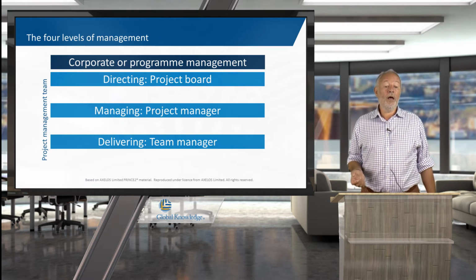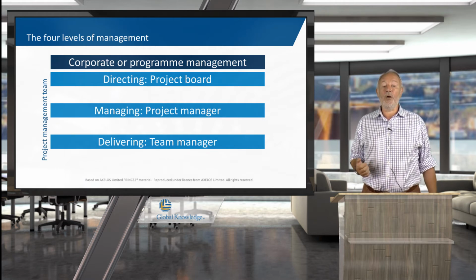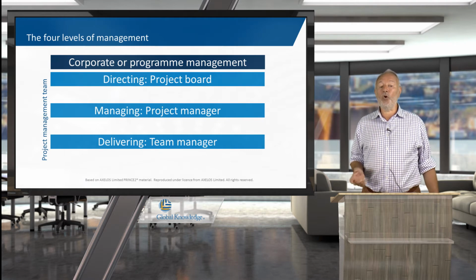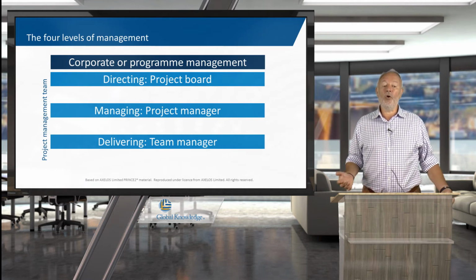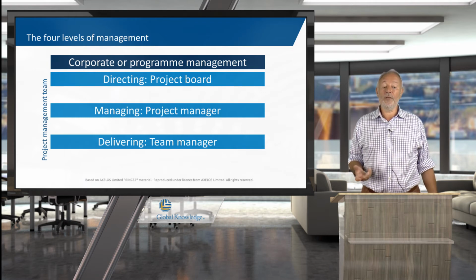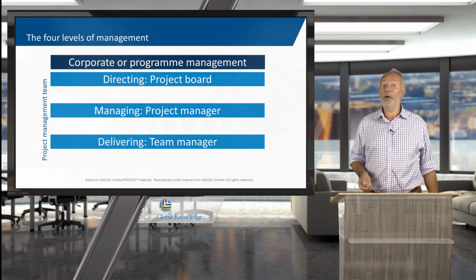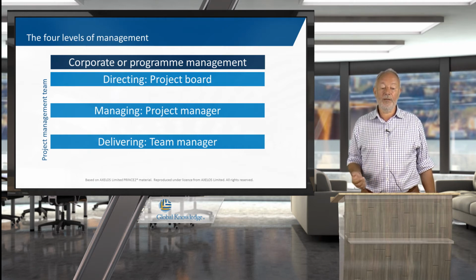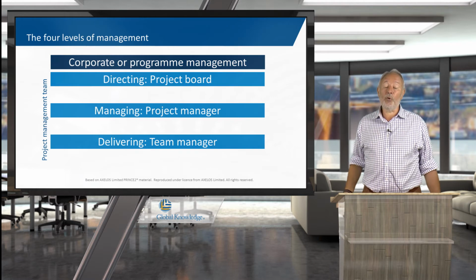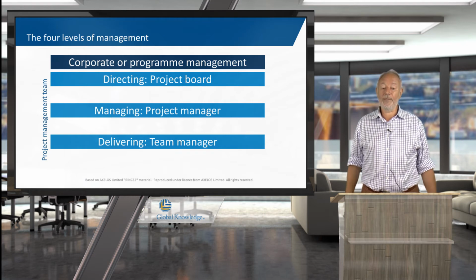In addition to our interests, we also have the different levels of management, and notice that we've got at the top there corporate and program. This is not part of our team structure, but is there to provide governance on the project board. So notice then that the other three levels, directing, managing and delivering, these are all part of our project management team. So let's translate those into our team structure, and here we see it at the top there, the project board, that's the directing level, interacting with corporate or program as necessary.